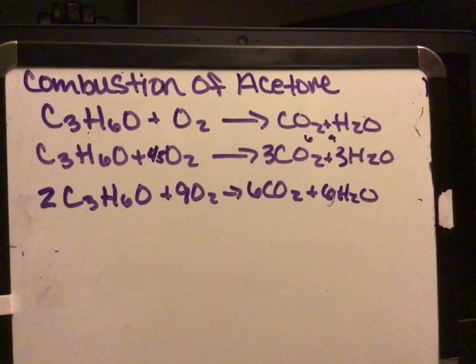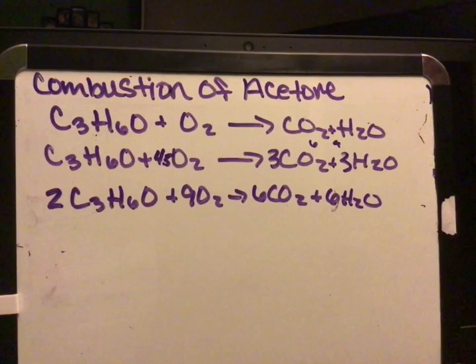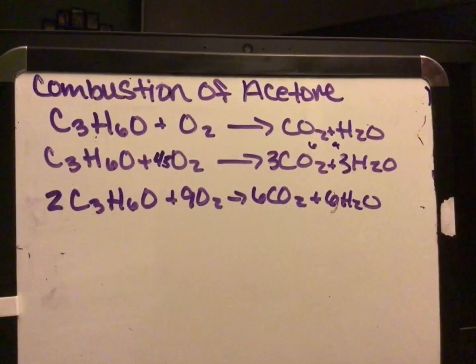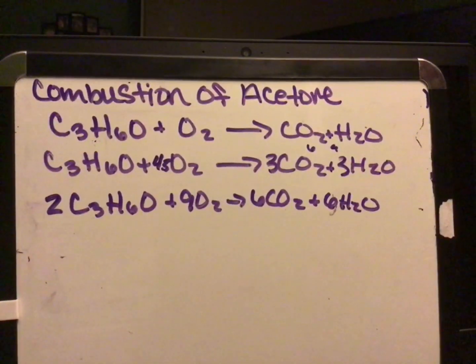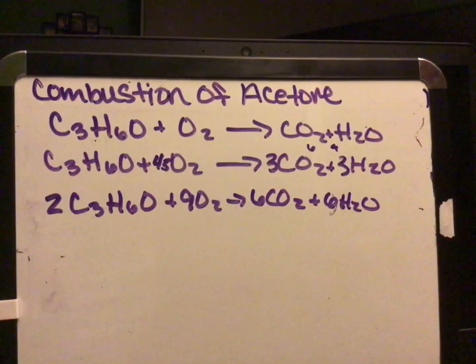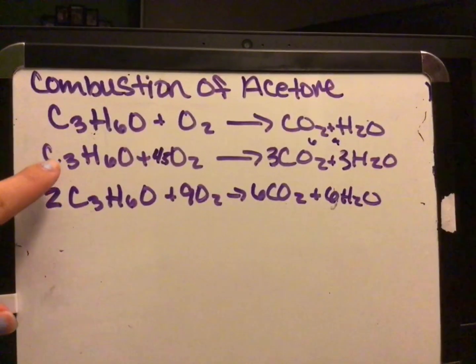So I'll be explaining the combustion of acetone, and that's C3H6O. In order to combust it, we have to add oxygen gas, O2, to it, and then that gives us carbon dioxide plus water.